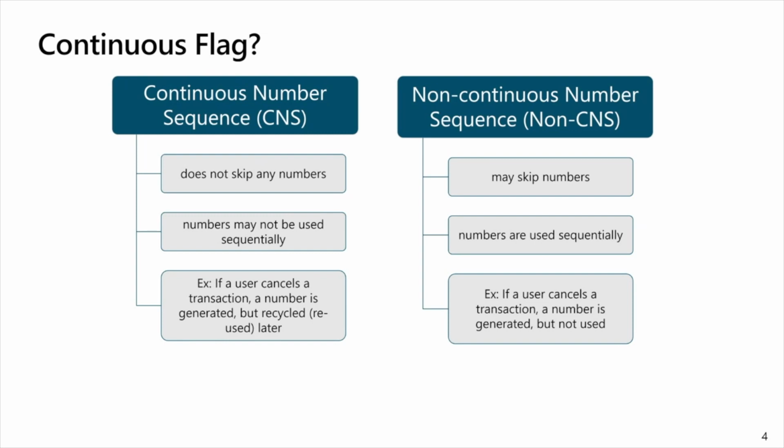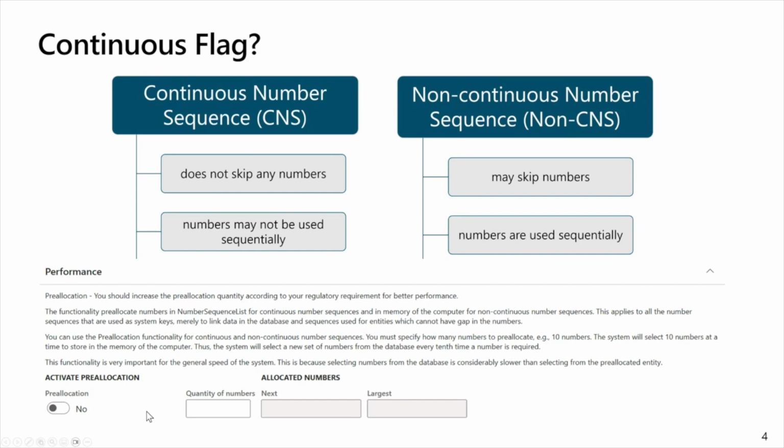In non-continuous number sequence, of course, it uses memory, it uses cache. Based on that, it may skip numbers. But most likely, if you have a single-threaded process, interaction, or jobs running, numbers will be in sequence. The only problem with non-continuous is that you do lose numbers if for whatever reason a restart or crash happens. And this is the performance tab you must have seen in the number sequence page. This is the pre-allocation, which defines, currently we use it in non-continuous number sequence.